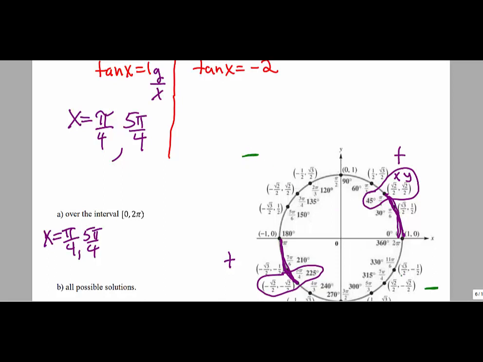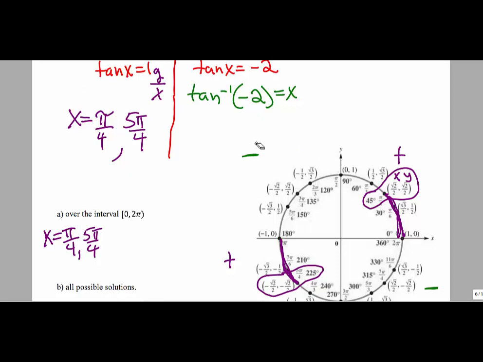So we're looking for angles in quadrant 2 and in quadrant 4. Keep in mind that we always look in both quadrants, not only where tangent is positive with those familiar reference angles, but also where tangent is negative, and even angles that are maybe unfamiliar. So let's look at tangent x equals -2.